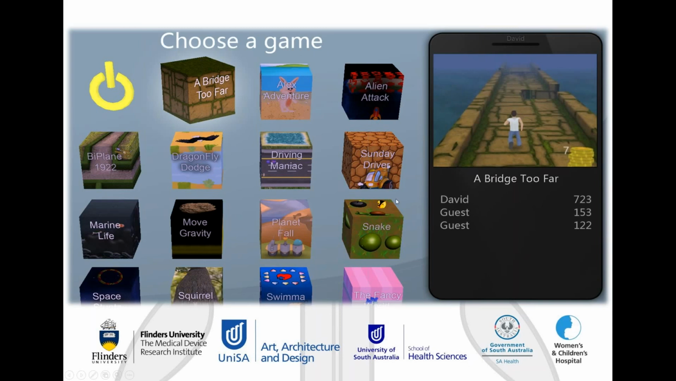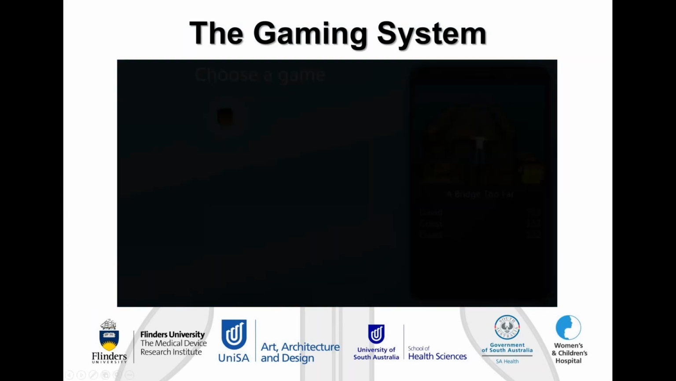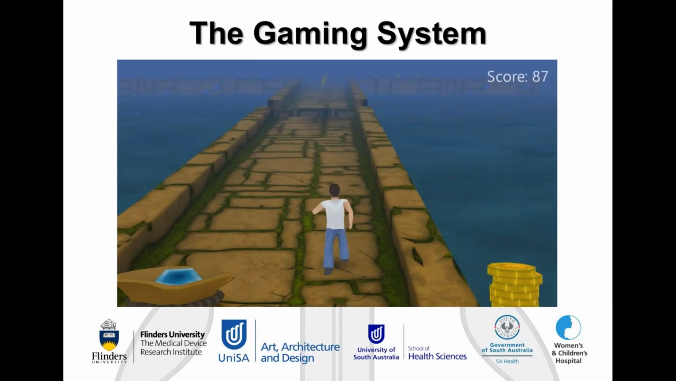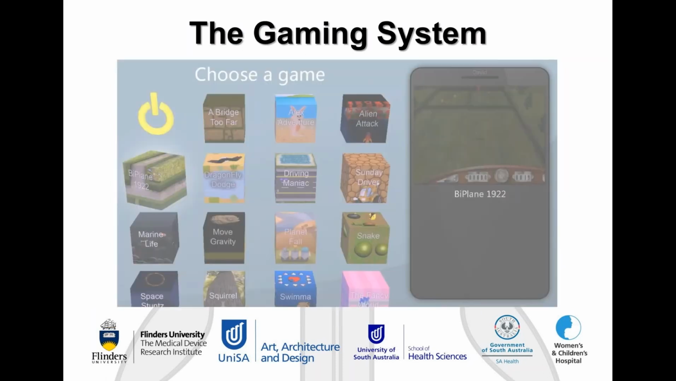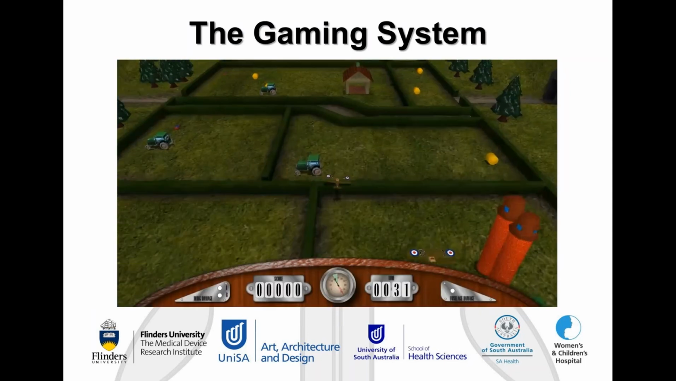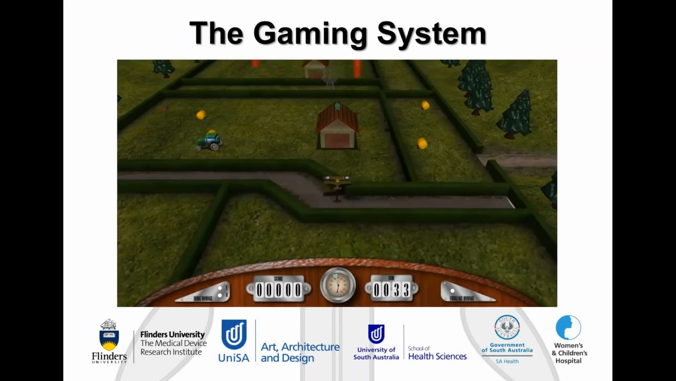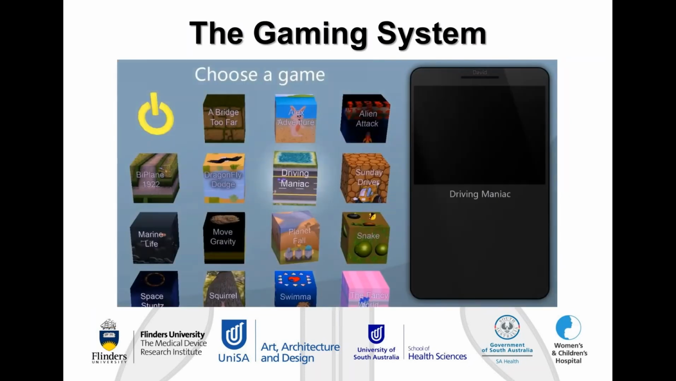I'll just click through to the next slide and show you some screenshots and some movies of the games, and I'll give you a commentary over the top. So here is our gaming system, and this is one of the first games. This is A Bridge Too Far. So the idea here is you collect the coins and the jewels and jump over the gaps. This is probably a more advanced game. It's called Biplane 1922, and you have to fly through the English countryside and fly through barns.